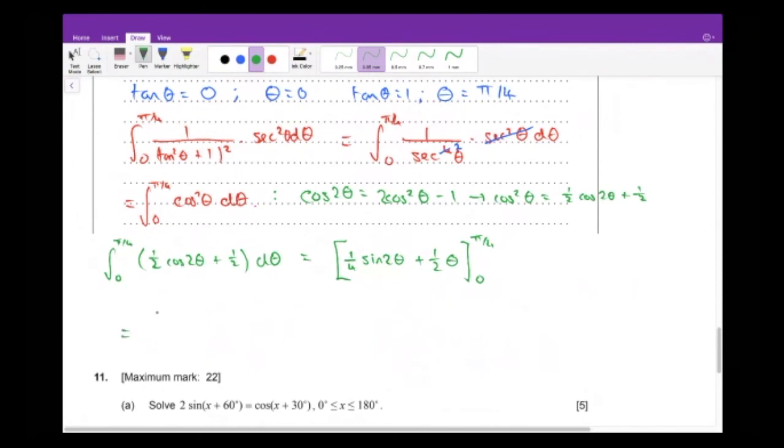So putting our values in, finally, we get a half sine pi over 2 plus pi over 8, subtract a quarter sine 0 plus 0. Well, that's 0. Sine pi over 2 is 1. So the answer is going to be a quarter plus pi over 8.